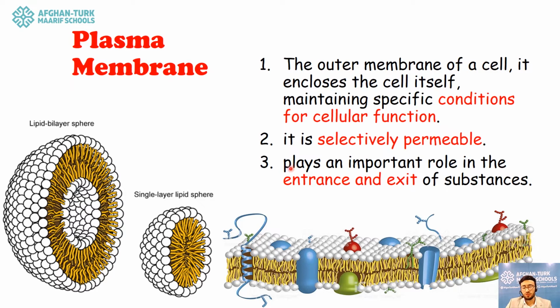Another important thing that you should know about the cell membrane is that it plays an important role in the entrance and exit of substances. What does it mean? When you talk about cell communication in cell theory, you may understand that a living organism is composed of different types of cells. These different types carry out different functions. So most of the substances which are necessary for metabolic reactions inside the cell are carried out through a communication system. This communication system is called entrance and exit of substances, carried out by this selectively permeable membrane.